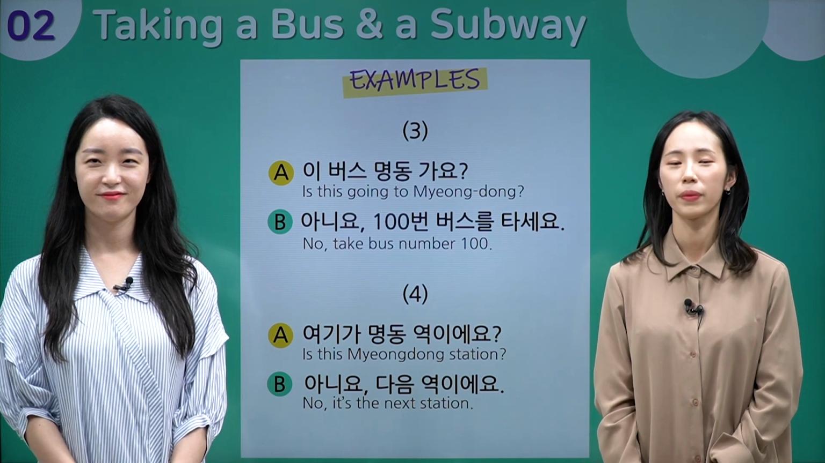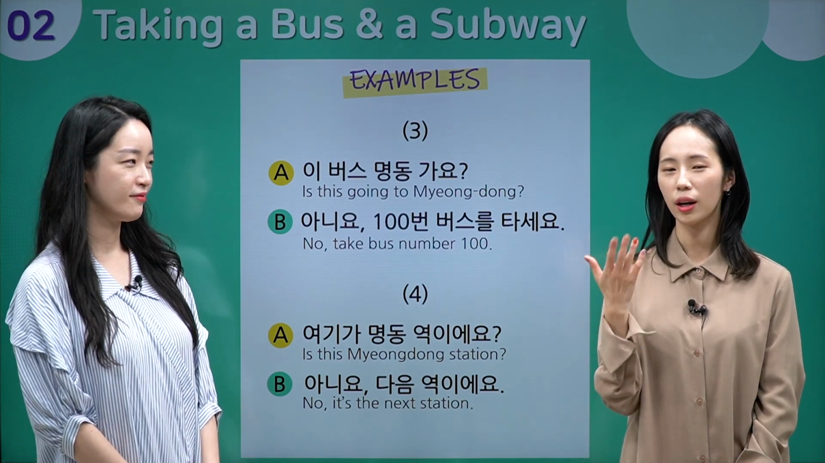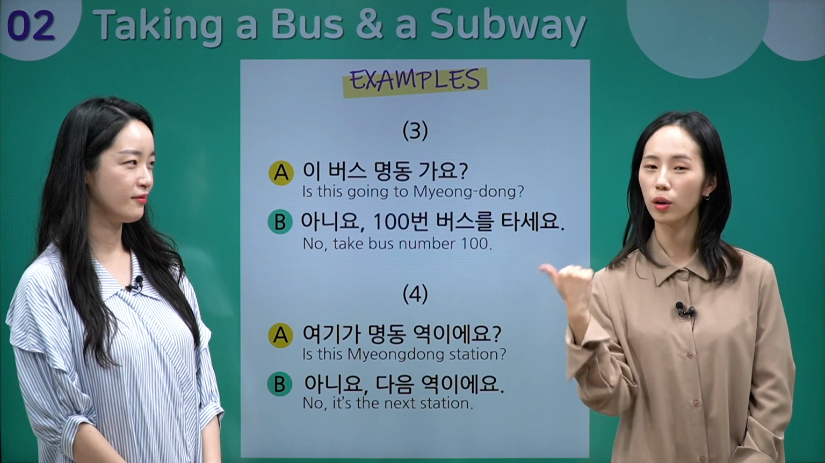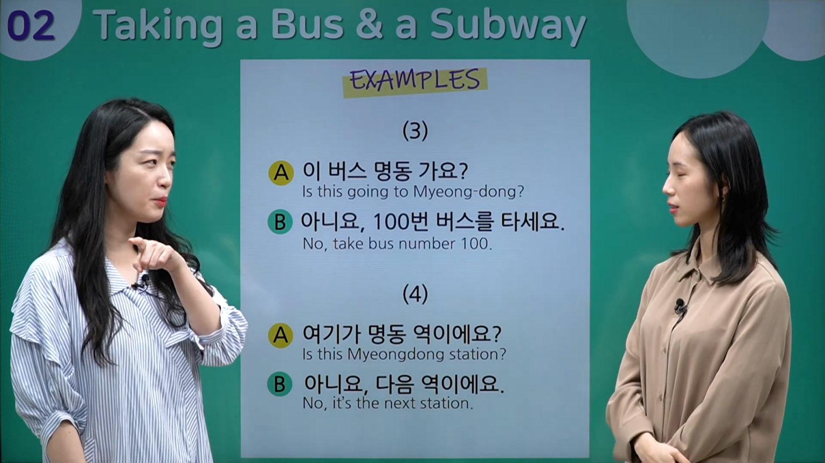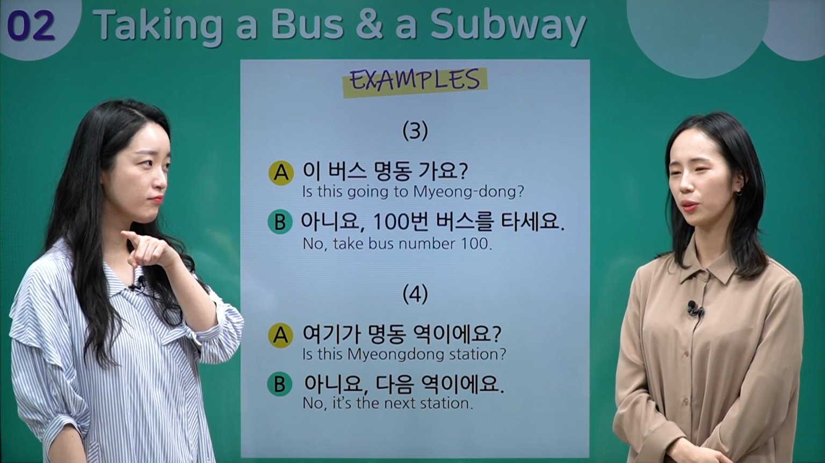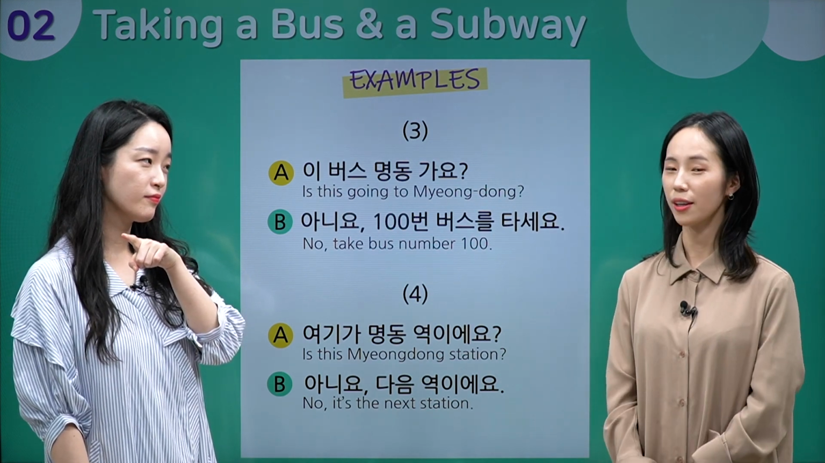Number 3, at the bus stop, you're not sure if it's going to 명동 or not. You can ask like this. 이 버스 명동 가요? 아니요. 100번 버스를 타세요.